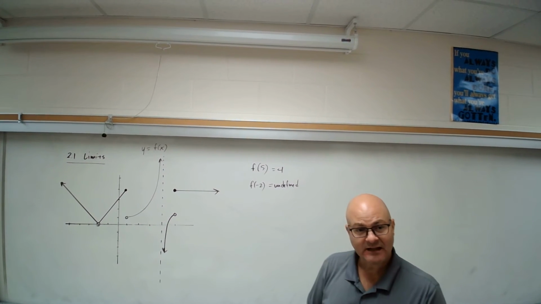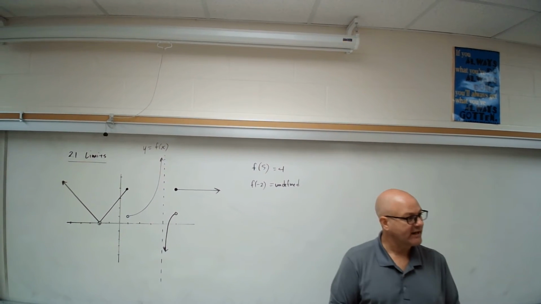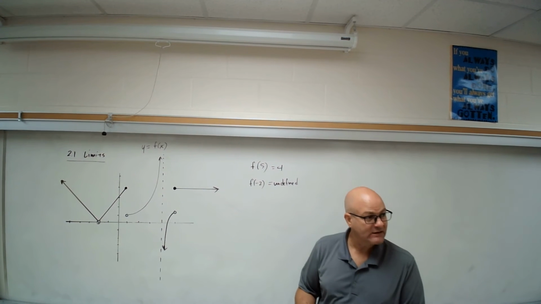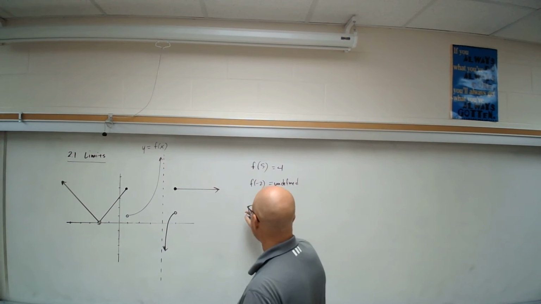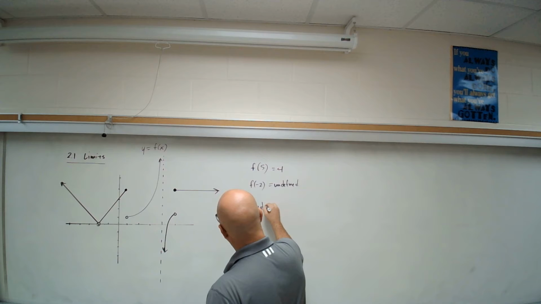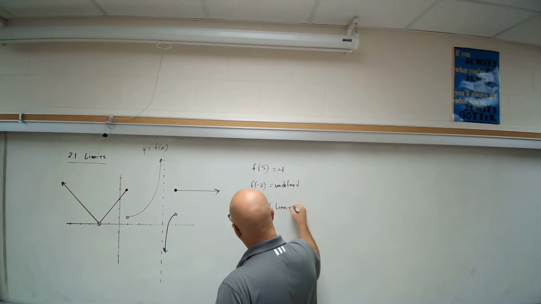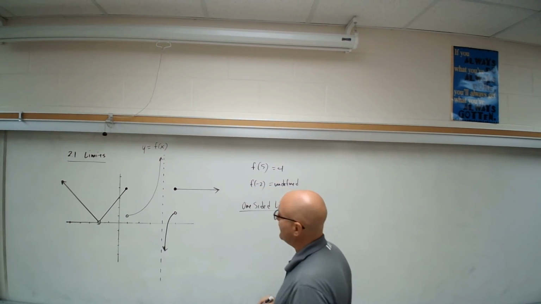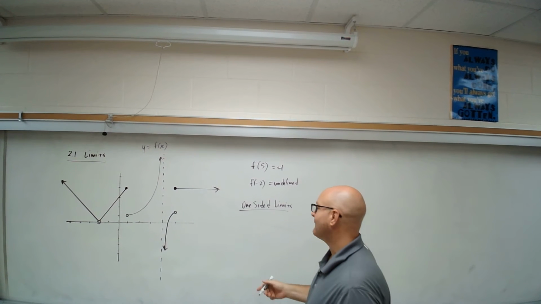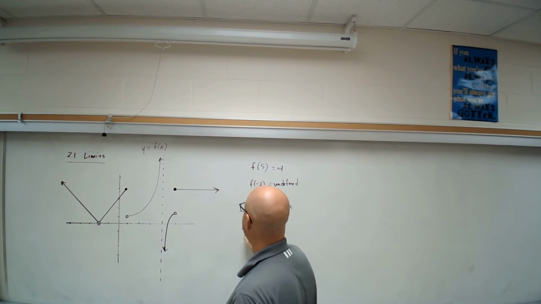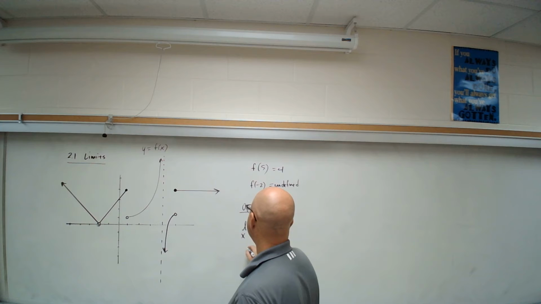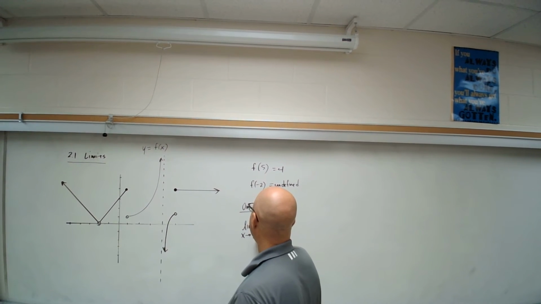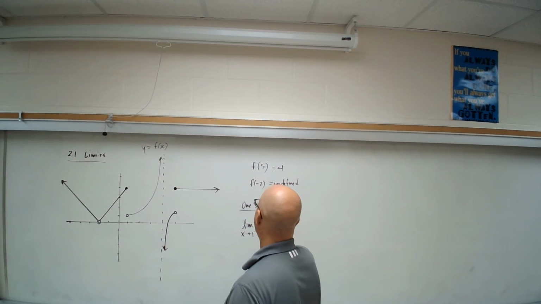So we have two types of limits. We have one-sided limits and two-sided limits. We're going to talk about one-sided limits first. Okay, so an example of what a one-sided limit would look like is: what's the limit as x approaches 1 from the right of f of x?